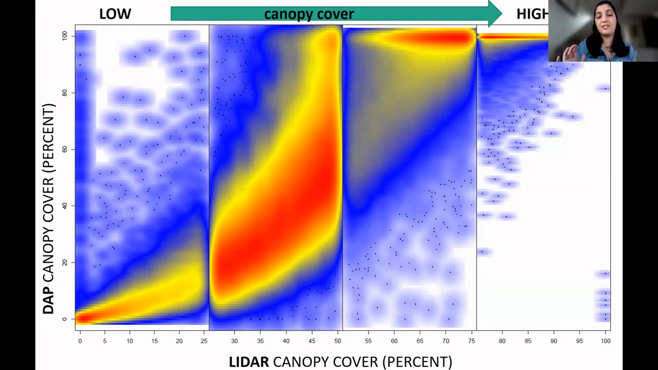These colors refer to the density of the data. Red points mean there's a higher density of data, whereas the blue is just individual points and fewer data points. So there are some outliers, but it's not a ton of data.